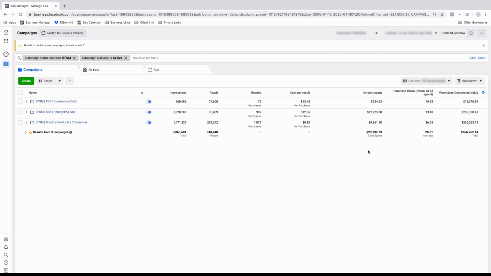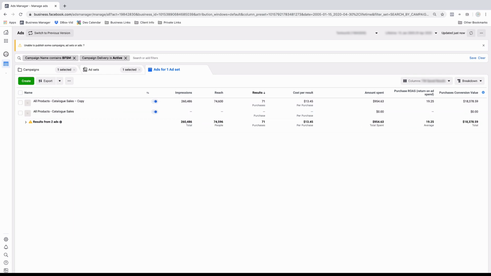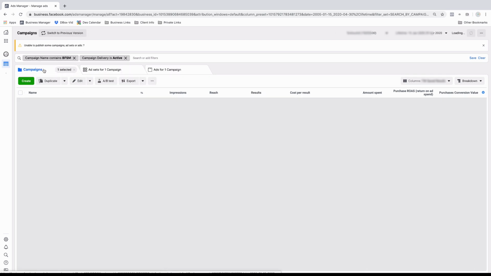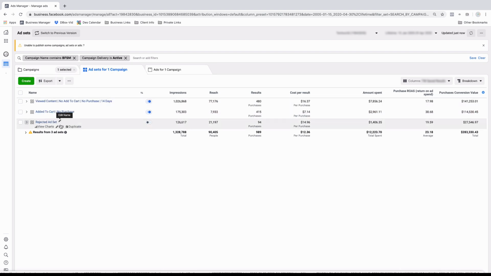After you have an overall idea of how your campaigns are working, so we can see our results, you need to go through and have a look at your ad sets and your ads within each of your campaigns. My top of funnel, I only have one ad set running and one ad in there, so there's not much to compare. However, when I start looking at my bottom of funnel, you can see I have 3 ad sets.